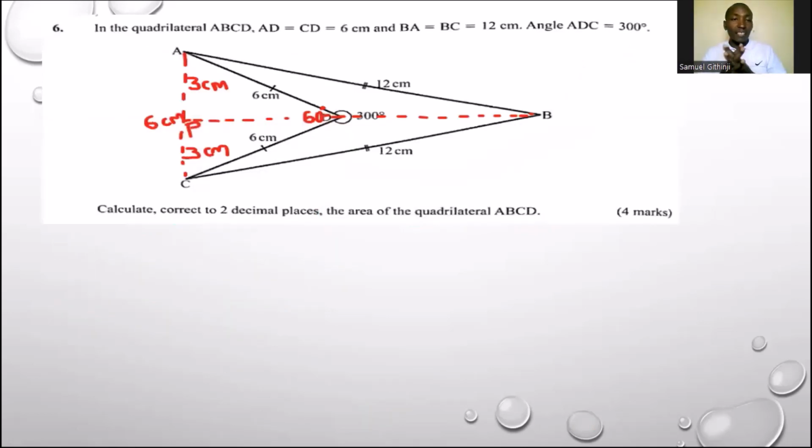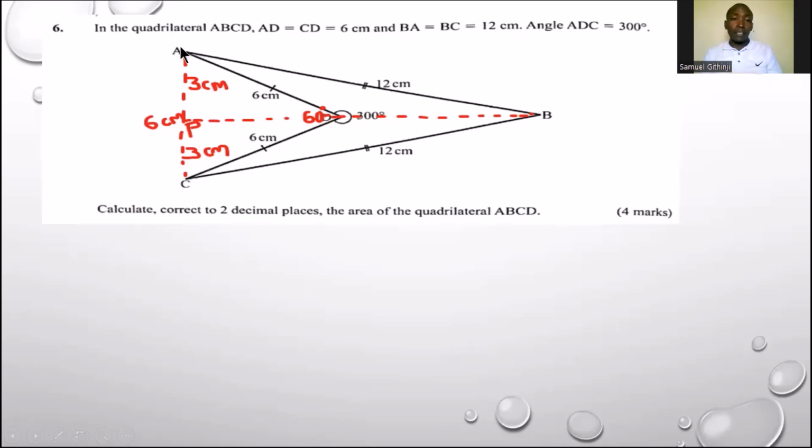Question number 6. The student was given a quadrilateral ABCD. Okay, you can see that. AD and CD are equal. AD and CD, they are very equal. They are 6 centimeters. AB is 12 and it's equal to BC, which is 12 centimeters. The angle ADC is 300. Well, the question was for the student to calculate to 2 decimal places the area of this figure.